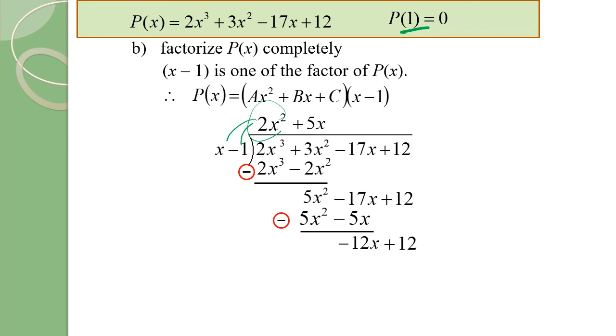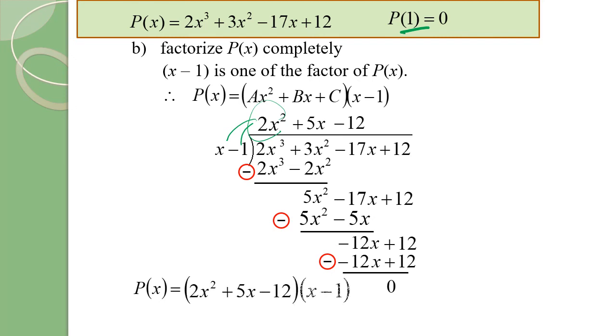To get negative 12x, we have to multiply x with negative 12. So negative 12x minus, negative 12 multiplied with negative 1 will be positive 12. So we will have remainder 0. It should be 0 because it's a factor. So now p(x) is equal to the divisor multiplied with the quotient, or the quotient multiplied with the divisor, either one. Both are correct. Now we have 2x squared plus 5x minus 12.